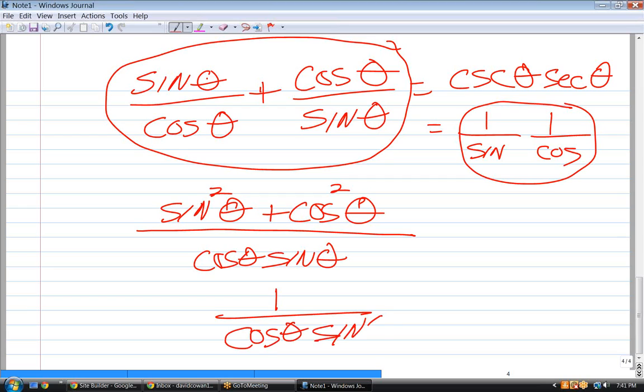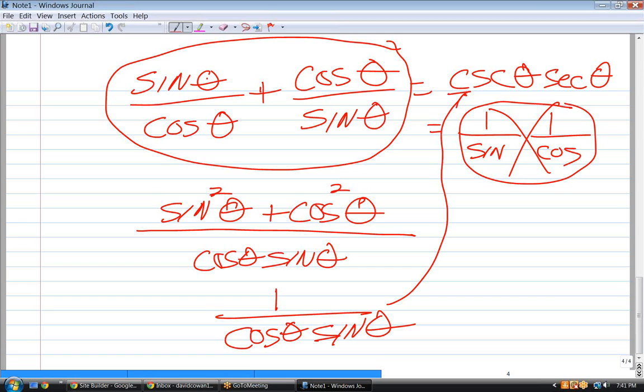Then you can just split those up. I can split them up into, and I don't have to use this, it was nice to know that that's what I was looking for. Okay, I can split it up into 1 over cosine of theta times 1 over sine theta, which becomes cosecant theta times secant theta.